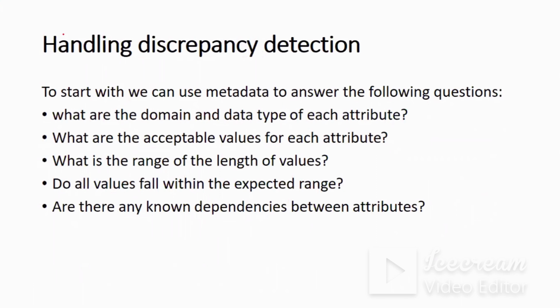Now we'll talk about how we handle the process of discrepancy detection. How do we start discrepancy detection? To start with, we can use metadata. Metadata is data about data, which means whatever knowledge we have about the data is going to be used to answer a few questions about the discrepancy. The questions can be like this: what are the domain and data types of each attribute? Depending on the domain and data type of each attribute, discrepancies that occur can be eliminated.